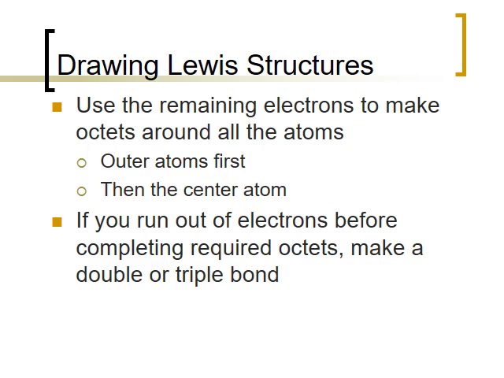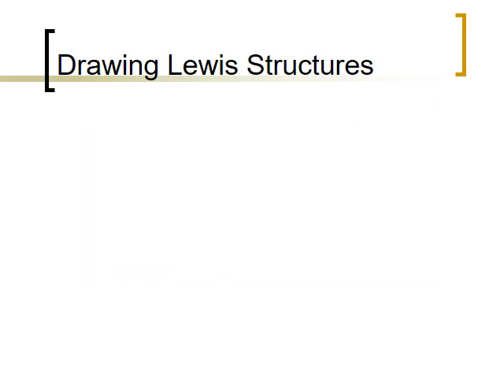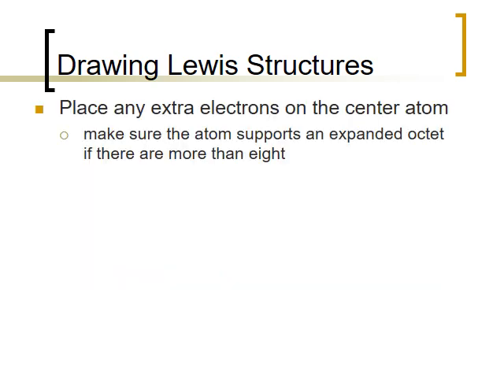If we run out of electrons before every atom has an octet, then we make a double or a triple bond. We'll see an example for that later. If we have any extra electrons, we'll place them on the center atom. There may be times when an atom has more than 8 electrons around it. If so, make sure that atom supports expanded octets.